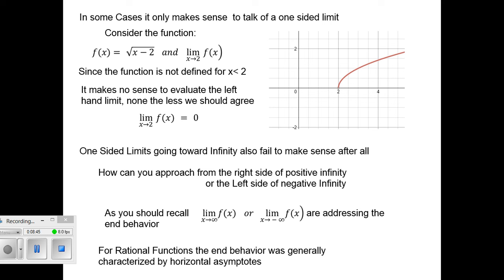So in this case, and in any case where the definition of the function precludes us from taking both left and right-hand sided limits, we're going to say that the limit as x approaches 2 for this function is 0. Okay? Some would like to argue, oh, well, but the left-hand limit does not exist. Well, the function does not exist. So there's no need to take the left-hand limit as x approaches 2.